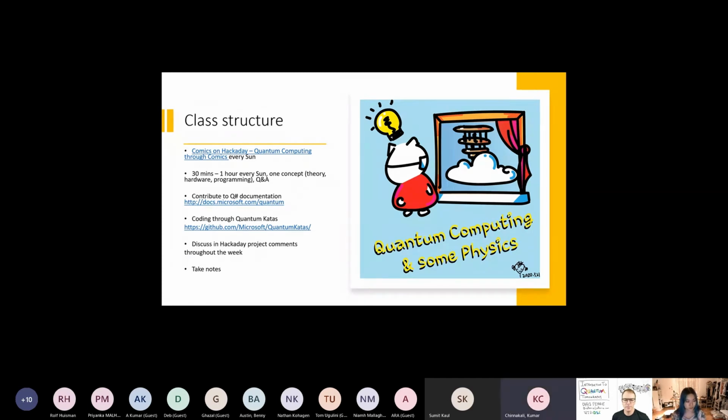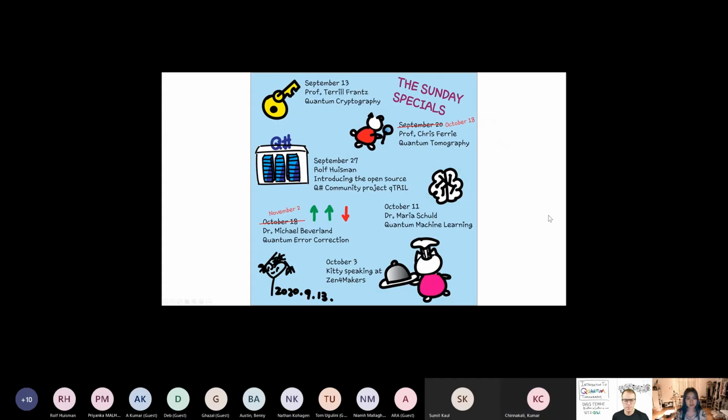As people who have been joining the class know, we spend 30 minutes to an hour every Sunday on one topic. We've been using the quantum computing documentation from Microsoft and the Quantum Katas for exercises. Since September, we started inviting experts in specific fields to talk about their areas of study. And today we have Professor Chris Ferrie teaching us about quantum tomography.